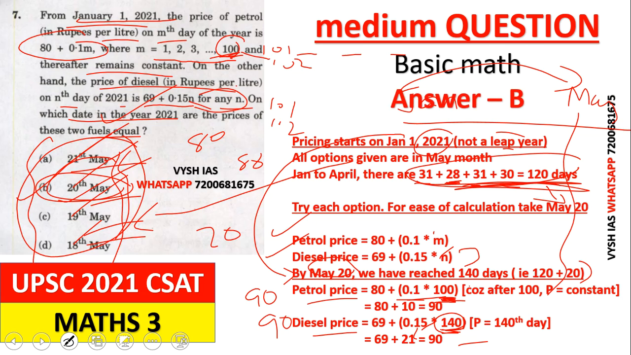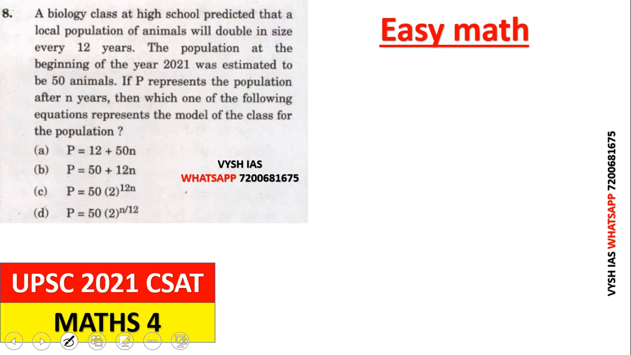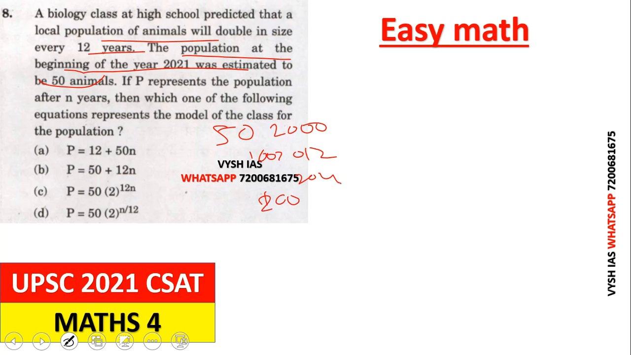Answer B. Now, a biology class at a high school predicted that the local population of animals will double in size every 12 years. The population at the beginning of the year is 50 animals. Suppose you have 50 animals in 2000. In 2012, it will become 100 animals. In 2024, it will double again, to 200 animals. Like that, it will double.